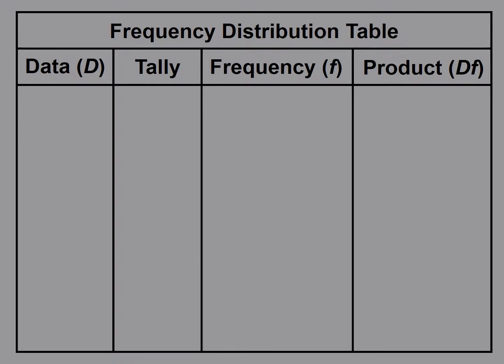And then your last column is your product column. The product column is the product of the number in the data column, times the number in the frequency column. So you multiply the numbers together. And then down at the bottom, there's going to be another number, the total, and the total product is going to be the sum of all the data.